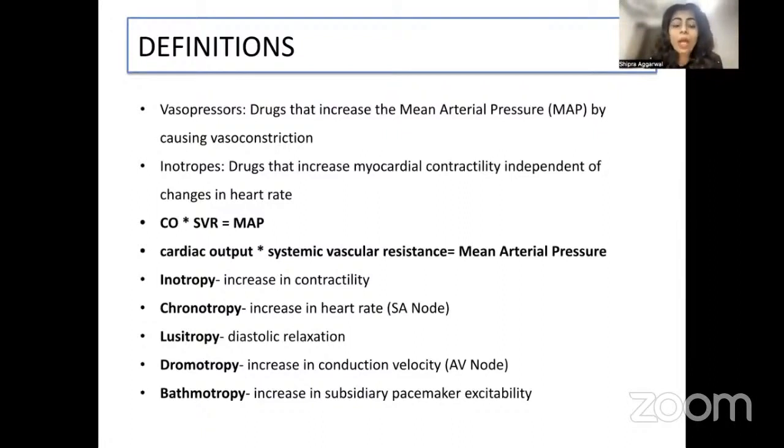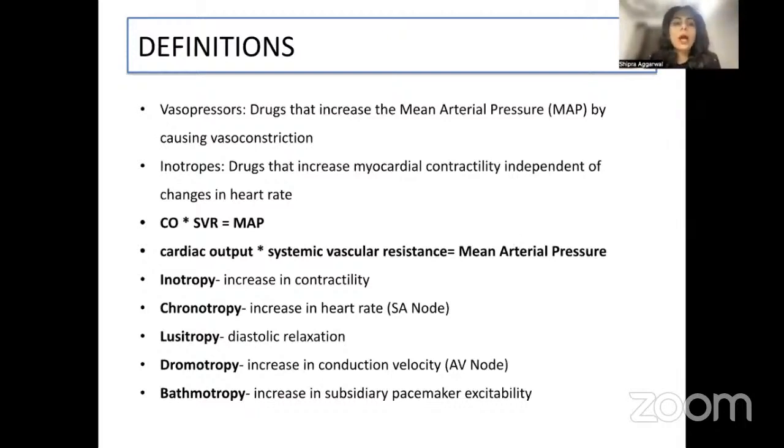myocardial contractility. Now, as you can see, mean arterial pressure is a product of cardiac output and systemic vascular resistance. So inotropes increase the cardiac output by increasing the myocardial contractility, and vasopressors increase the systemic vascular resistance. Both of these agents ultimately lead to an increase in mean arterial pressure and hence are used in the treatment of various types of shock.